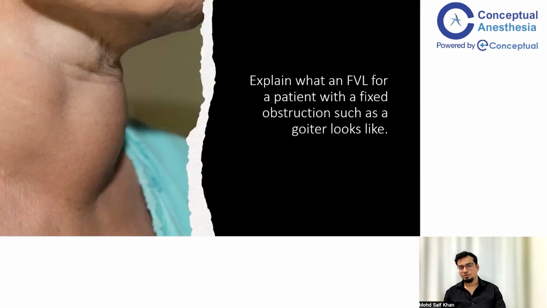Now we will move on to the next part. Explain what an FVL for a patient with a fixed obstruction such as goiter looks like. So this patient has goiter, and suppose this goiter is a long-standing goiter. There could be obstruction, which is fixed obstruction. Or other causes, for the fixed airway obstruction is the stenosis. So airway stenosis or tracheal stenosis can also cause the similar picture.